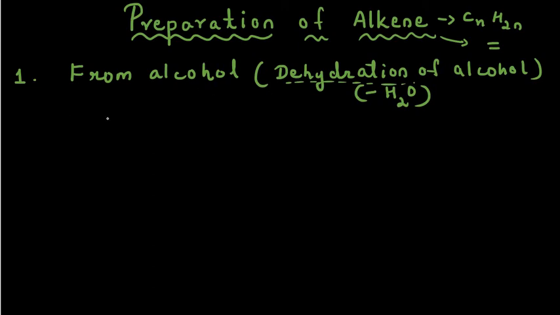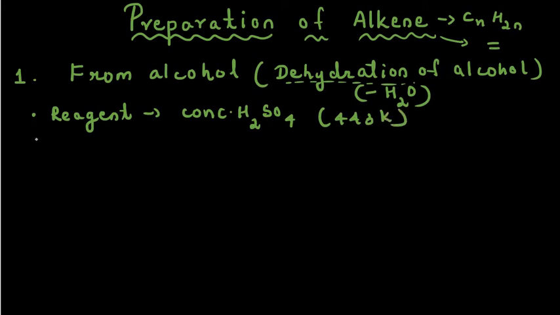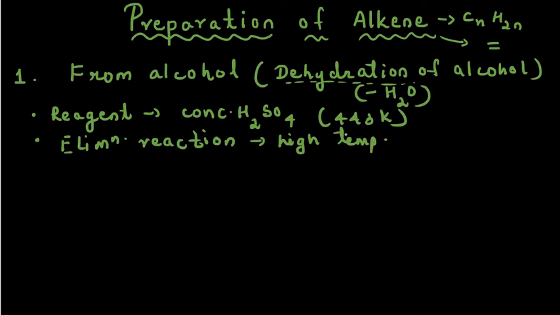Before that, for the dehydration of alcohol, the reagent that we are using is concentrated H2SO4, and it is done at a very high temperature. So these are the points that you have to remember. And again, the preparation of alkene from alcohol is an elimination reaction. One more thing you have to remember is that elimination reactions always take place at a high temperature. So now let us see by taking an example.